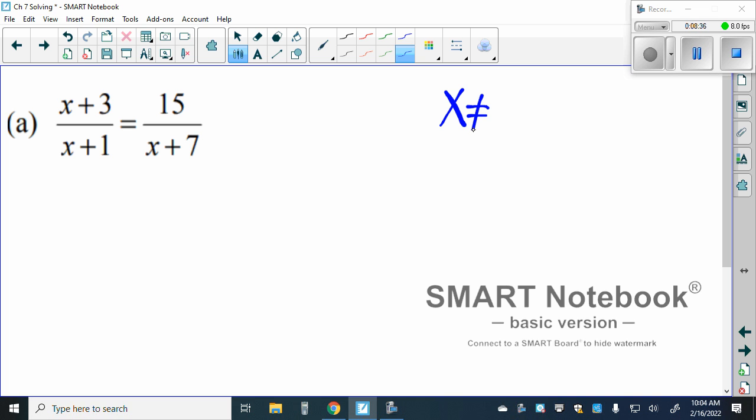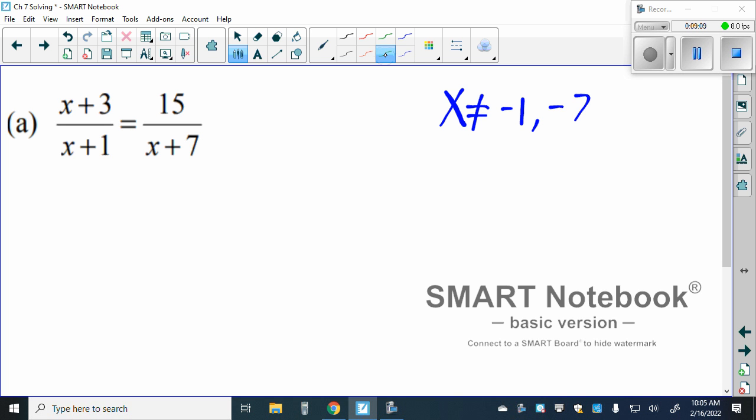Luckily with these here, finding the restrictions for x plus 1 and x plus 7 is not too bad. Because for x plus 1, it would tell us that x cannot be negative 1. And for x plus 7, we know x cannot be negative 7. And really, if we had a number in front of x, it's not too much more difficult than that, because we would subtract the number and then divide by whatever's in front of x.